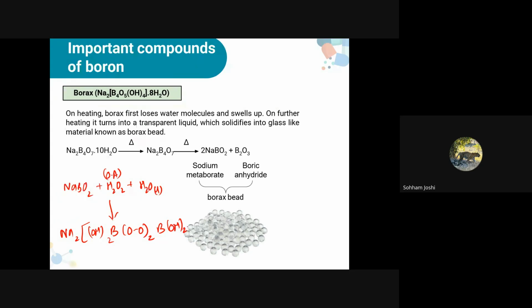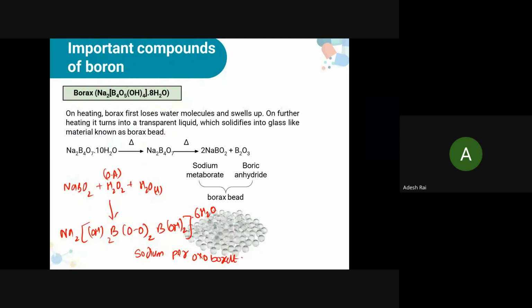Peroxide. Peroxy linkage. OH twice dot 6H2O. Is that clear? Now this compound is called sodium peroxoborate. What do we call it? The name of this compound is sodium peroxoborate.